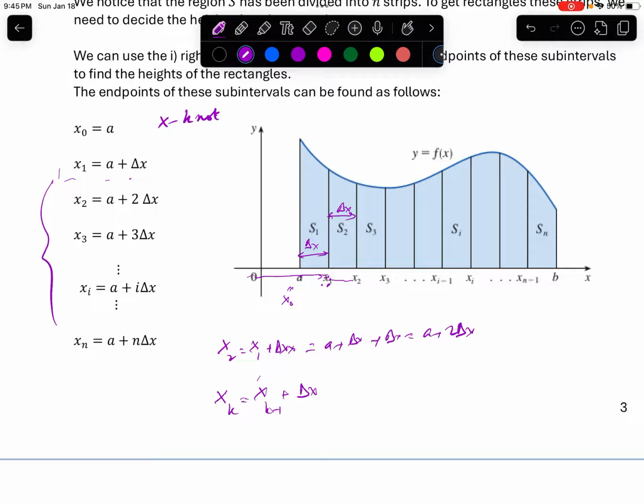Similarly, x3 will be x2 plus delta x. Up till here, we know this value, then we add delta x to it. But what is x2? Well, x2 was a plus 2 delta x, and then we have plus delta x. So we get a plus 3 delta x, and so on. Okay? So that's how we get these values.